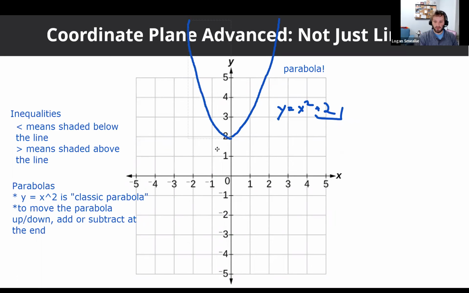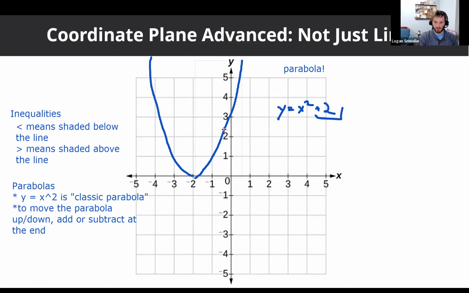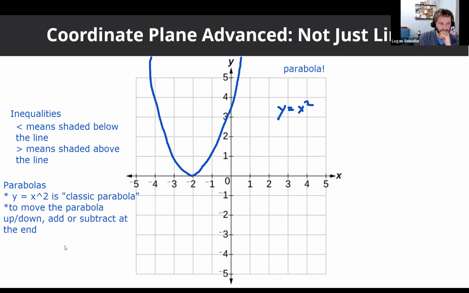But what happens if instead of moving it up, we moved it to the left? Do y'all know what this graph is? It's not x squared plus 2 anymore. Chat me, what do you think this one is? Josh, that's a good guess. You're saying y minus 2 equals x squared.